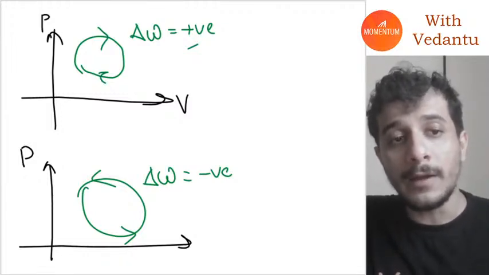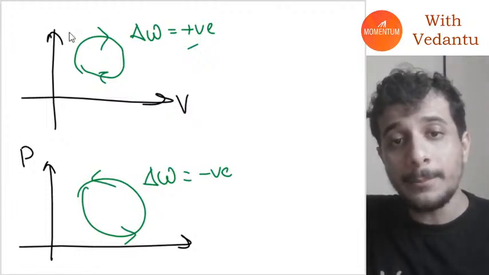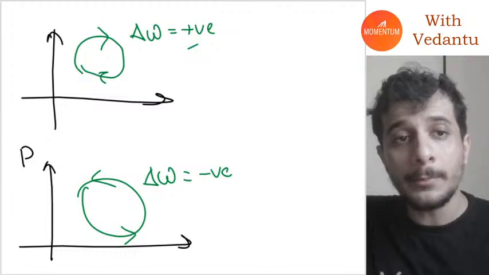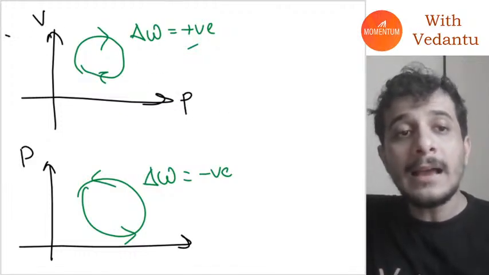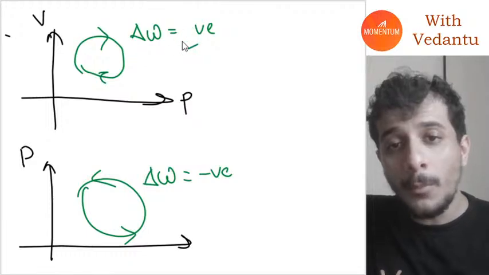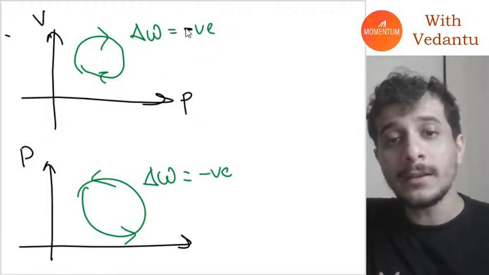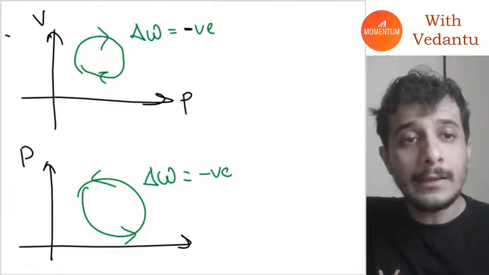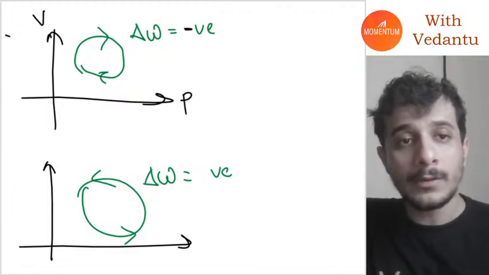instead of having P on the y-axis, I have V on the y-axis and vice versa. Basically, P and V I flip to V and P. This becomes V and this becomes P. Then in that case, the situation is opposite. In that case, for a clockwise cycle, my work done will be negative, and for an anti-clockwise cycle, my work done will be positive.